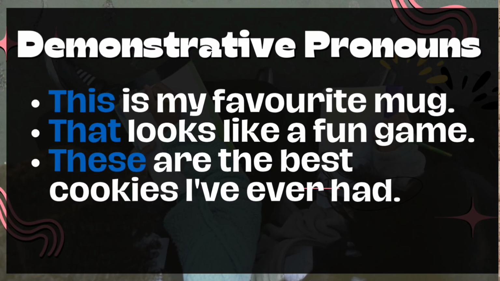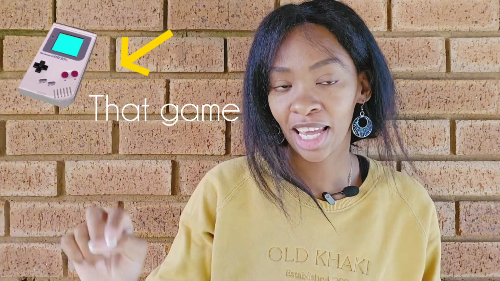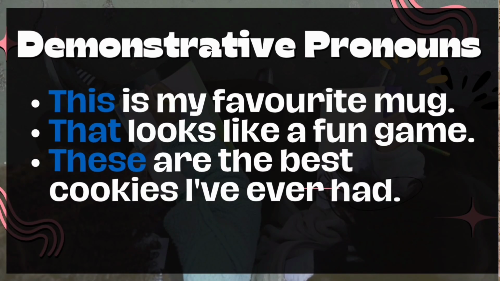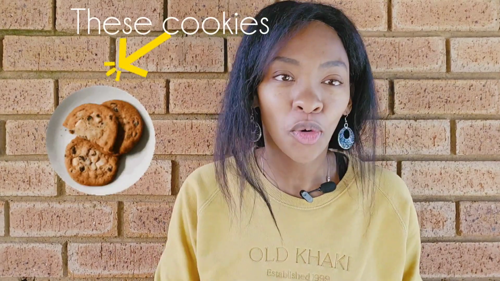Next sentence, that looks like a fun game. Again, pointing to which game is a fun game. That game. Not this game, but that game. These are the best cookies I've ever had. Again, I'm pointing to specific cookies. It's these ones, these ones right here. Not those ones right over there. These ones right over here are my favorite cookies. Demonstrative pronouns point to something specific. Point, demonstrates. Here's a list of more demonstrative pronouns.